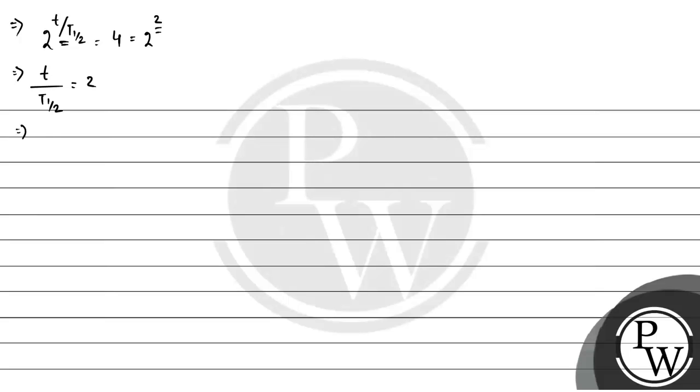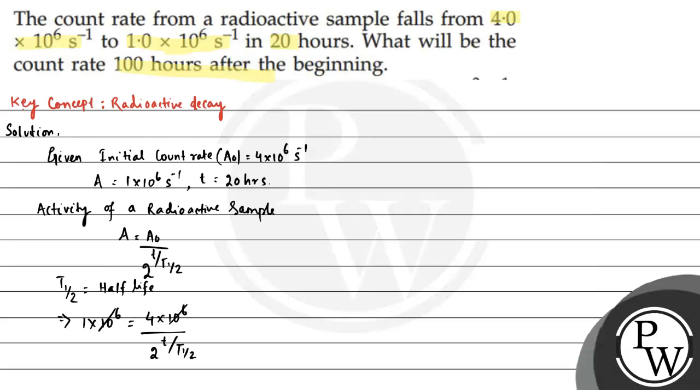So we have to find out T half. T half can be written as T by 2. T is given as 20 hours, divided by 2, is equal to 10 hours. This is an important result: T half is coming out to be 10 hours. Now what has been asked? It has been asked that after 100 hours, what will be the count rate.